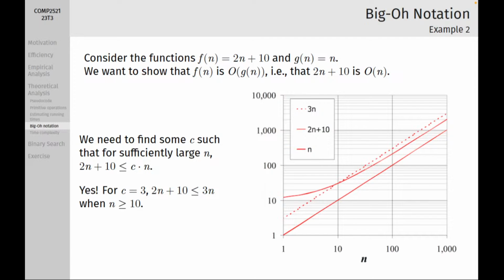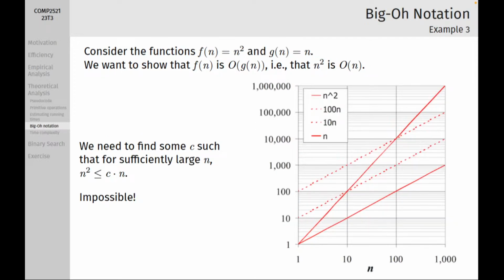So I have another example here, where we don't get a result. Suppose we have a function n squared, and we have another function n, and we want to try and show that n squared is big O of n. Now, your intuition might be telling you that it's not, and it isn't.